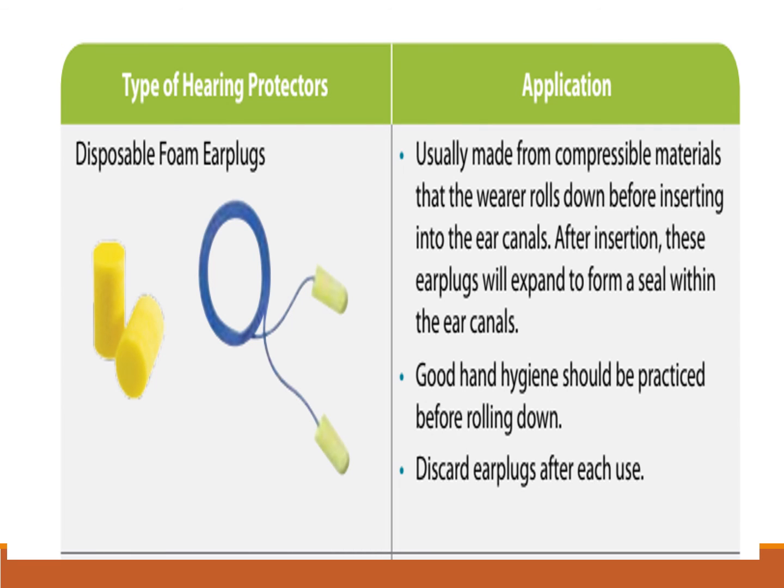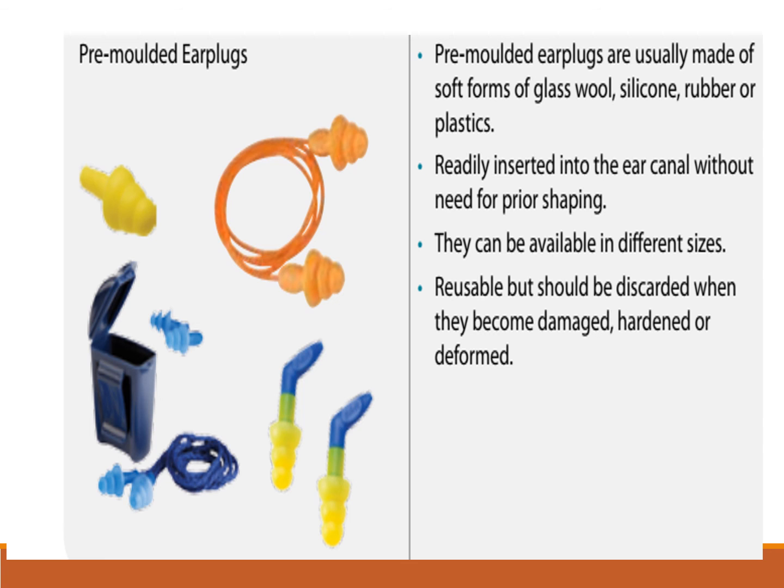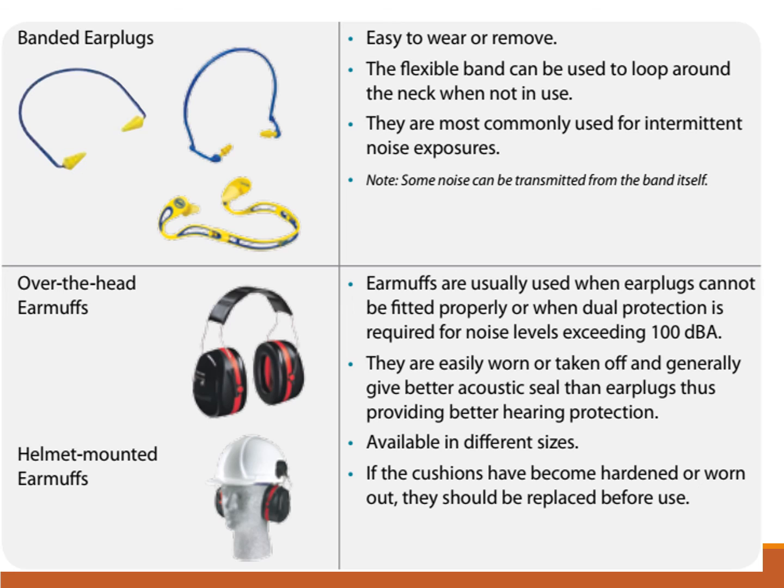These methods are shown in detail. This is for you to use when you are in a noisy place or you are supervising workers in a noisy place. The type of hearing protector here is disposable foam earplugs, and the details. Here the type is pre-molded earplugs and the details. Here are banded earplugs, over-the-head ear muffs, helmet mounted ear muffs, and the details.